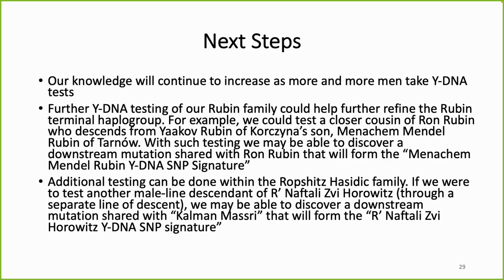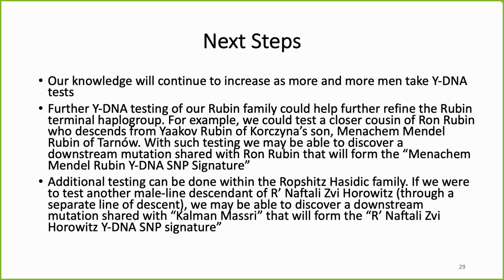And so, next steps. There's always more that can be done, although I will say the majority of the work is done now, learning about the Rubin line. So one thing that I would like to do is do further Y-DNA testing of our Rubin family, but a little bit closer to the present day. So maybe we can find a closer connection to Ron Rubin, who descends from Menachem Mendel Rubin, the son of Yaakov Rubin, and who's our shared ancestor with Ron Rubin, Menachem Mendel Rubin.